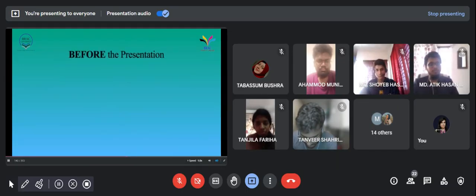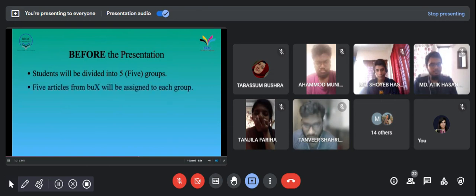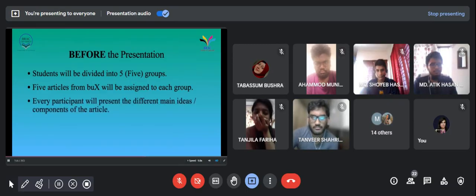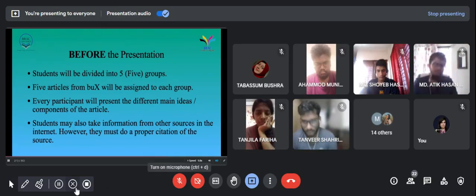Now let's look at the steps before the presentation. First of all, students will be divided into 5 groups. Then 5 articles from Bugs will be assigned to each group. Every participant will present the different main ideas or the components of the article. Finally, students may also take information from other sources on the internet. However, they must do a proper citation of the source.